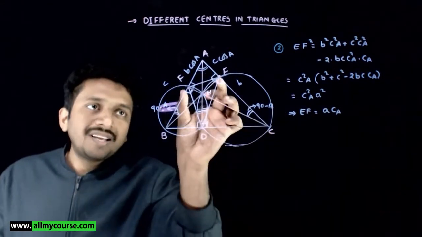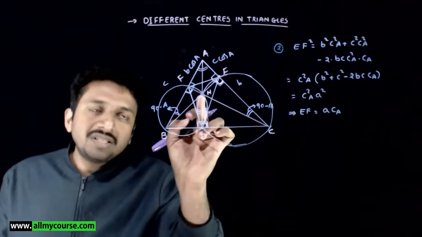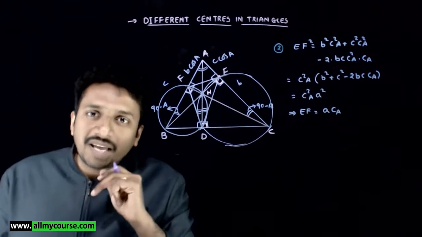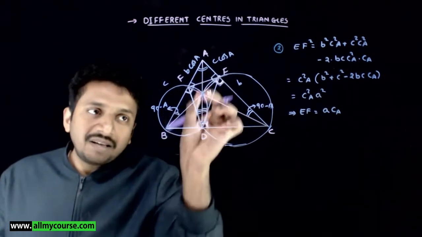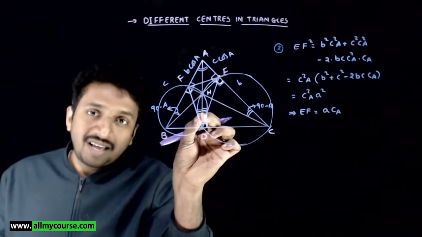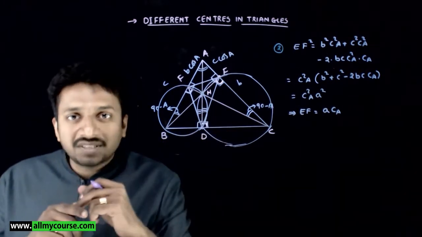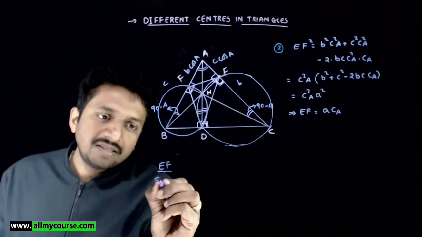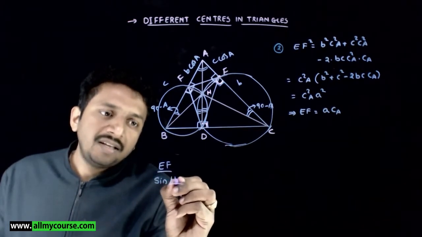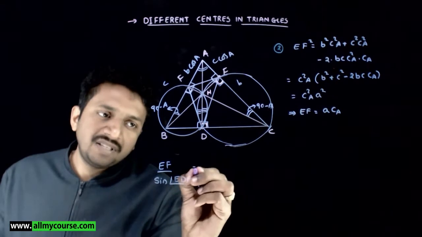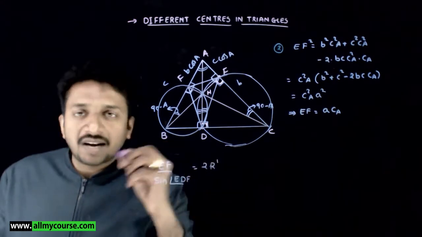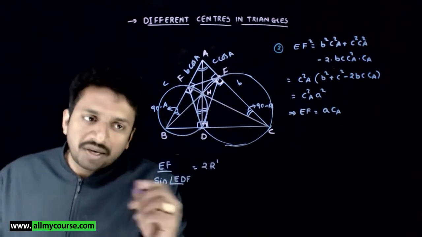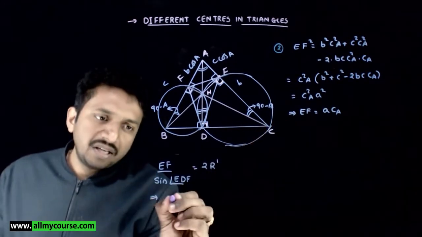Now once you have got the length of EF, what is the circumradius of triangle DEF? That comes from the sine rule. Any side by sine of the opposite angle is equal to 2 times the circumradius. So EF by sine of angle EDF is equal to 2 times the circumradius of the pedal triangle. a by sine A is equal to 2R.